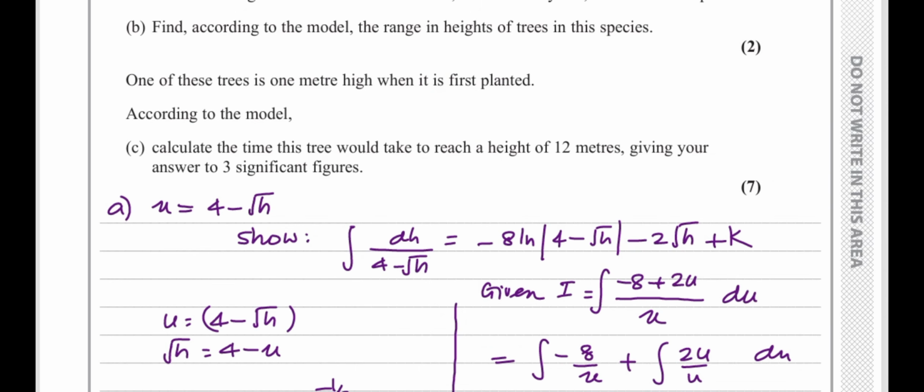Part C. One of these trees is 1 meter high when it is first planted. According to the model, calculate the time this tree would take to reach a height of 12 meters, giving your answer to 3 significant figures. So there are 7 marks for this question. That actually tells you how much work will be involved in solving it.